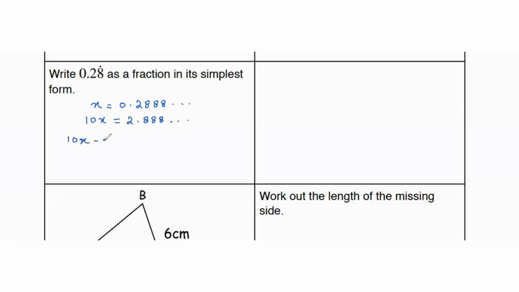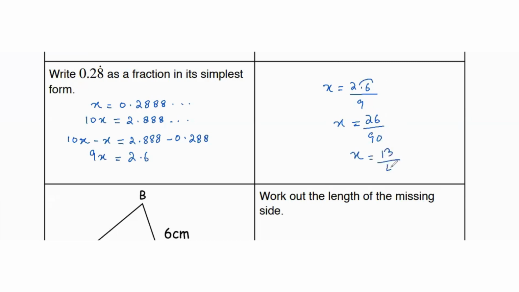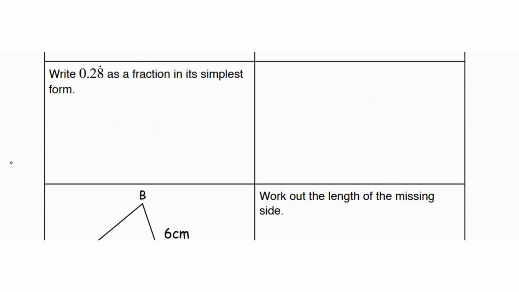10x minus x, so what we do is we subtract 0.288 from 2.88, which gives us 9x equals 2.6. So x is going to be 2.6 divided by 9, which is, if we move the decimal, 26/90. And if we simplify this, it will be 13/45. That is your answer.